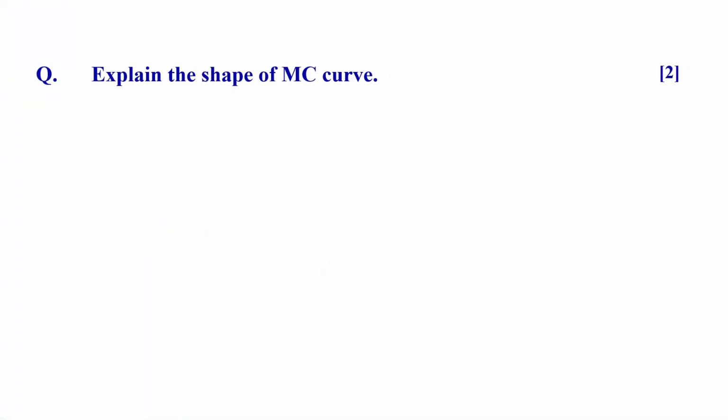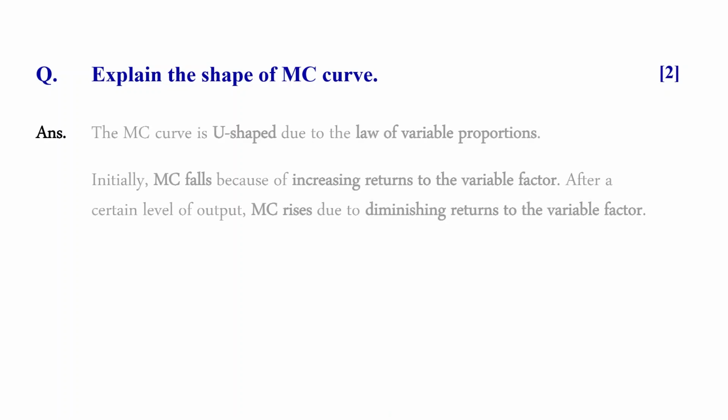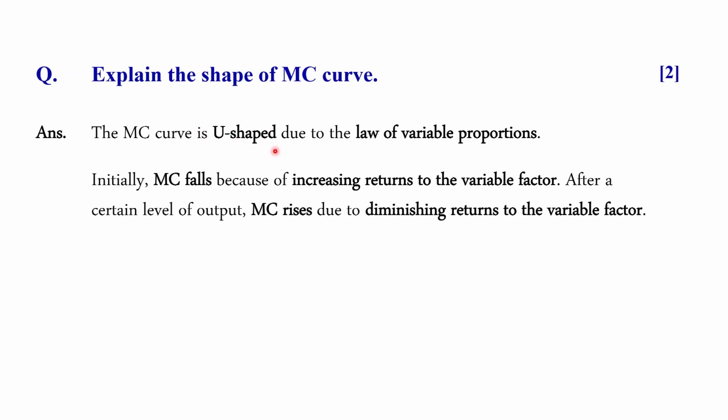This is a 2-mark question. Let's read the question carefully. Explain the shape of the MC curve. Because this is an explanation question, naming the shape alone is not enough. You should start clearly by saying that the marginal cost curve is U-shaped. Now explain why. The U shape is due to the law of variable proportions.